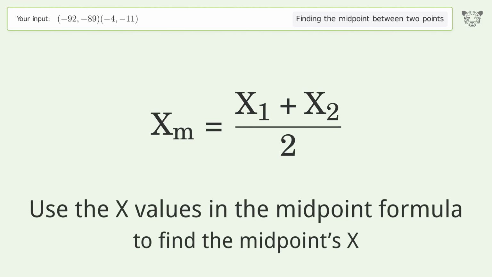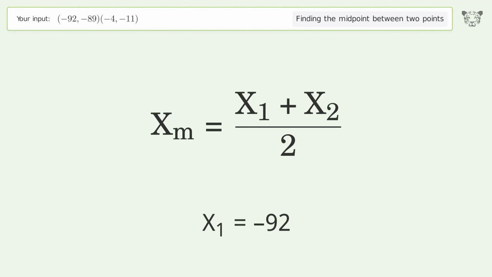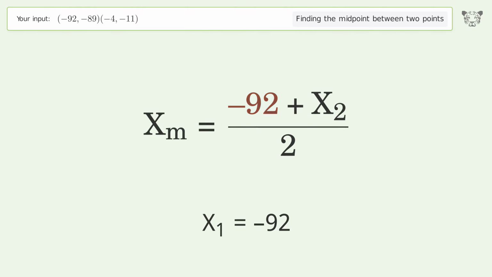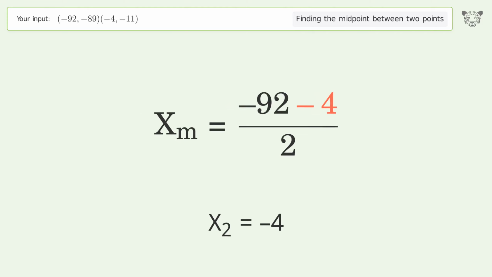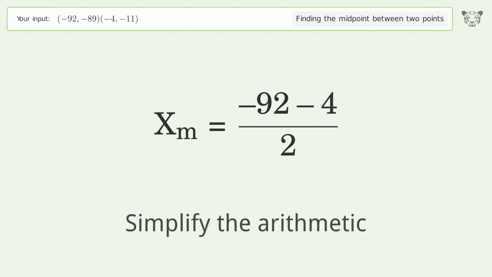Use the x values in the midpoint formula to find the midpoint's x. x1 equals -92. x2 equals -4. Simplify the arithmetic.